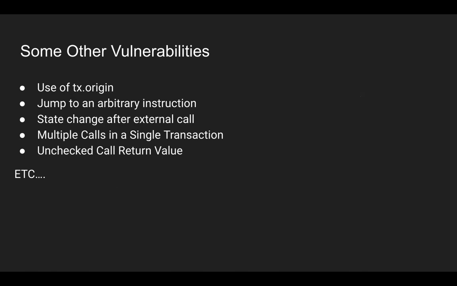So we also have other vulnerabilities. We have the use of tx.origin. We have jump to an arbitrary instruction. The state change after external call, an example of this is the reentrancy. And we have multiple calls in a single transaction, and we also have unchecked call returns. There are also other vulnerabilities that I've not been able to mention in this presentation.